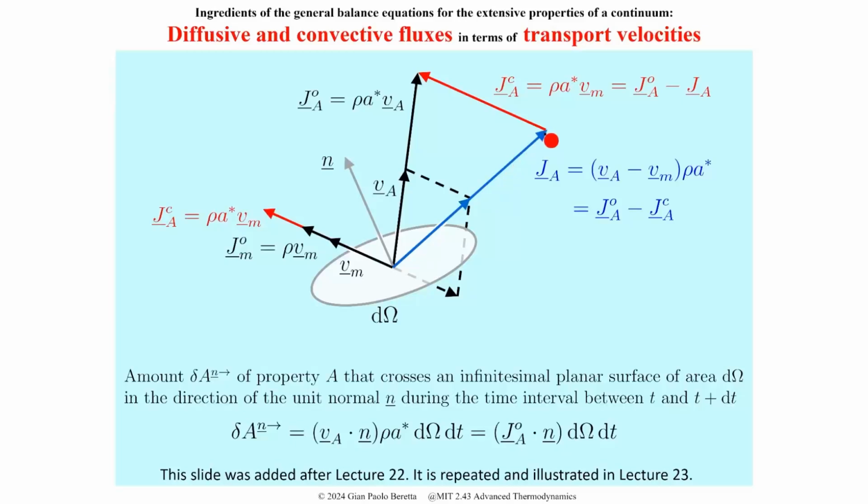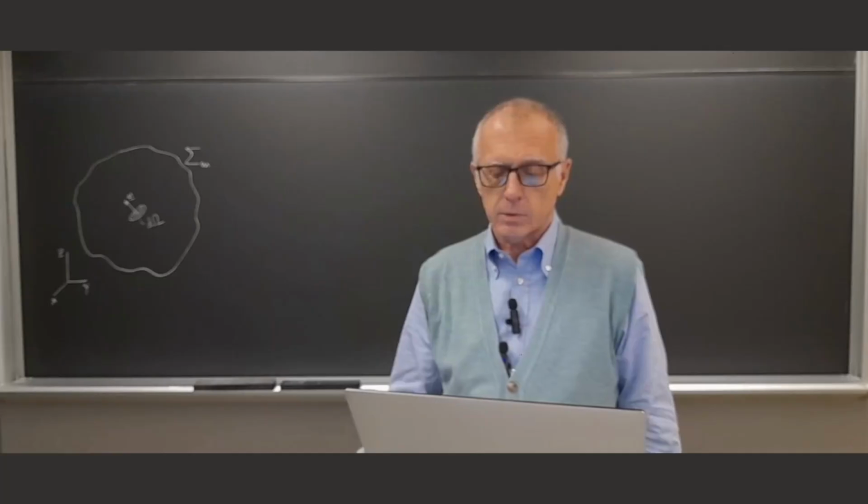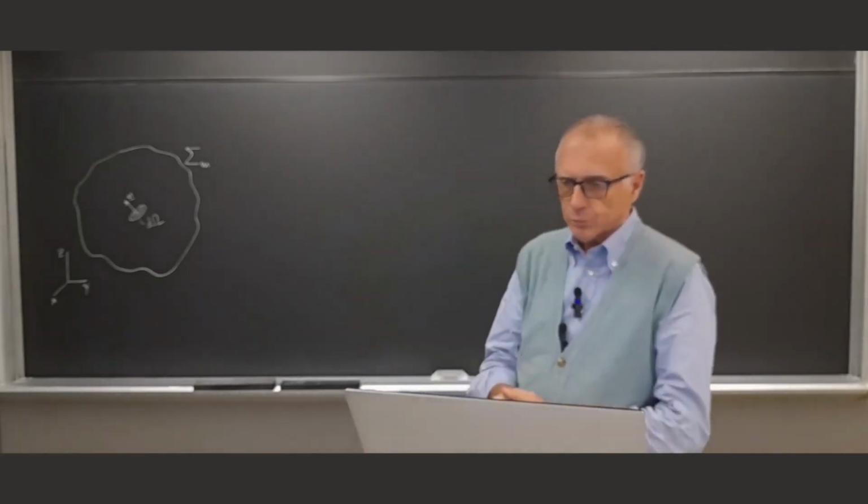And the difference between J0 and the diffusive flux is the convective flux, which is this vector, red vector, which of course by construction is directed in the same direction as the barycentric velocity. And so you can take it also as the barycentric velocity times the density of property A. So it's this vector here.